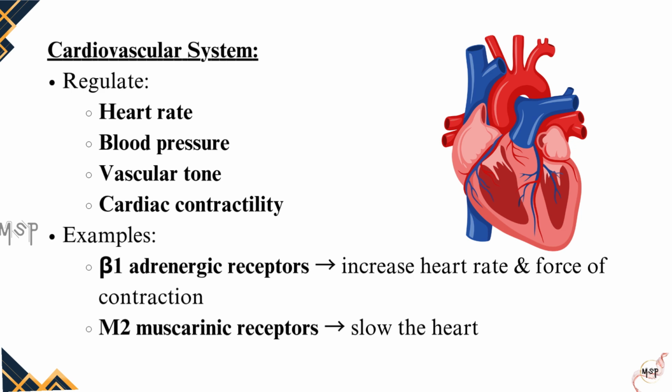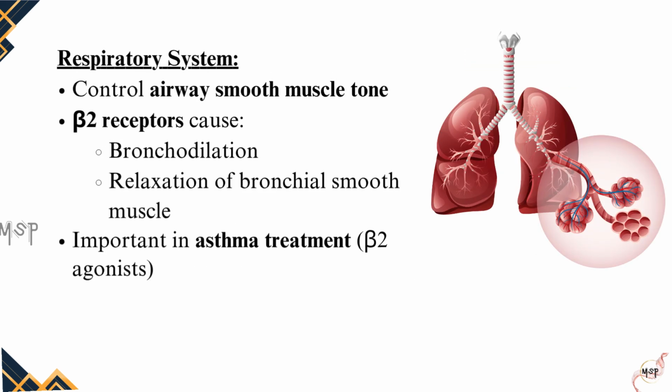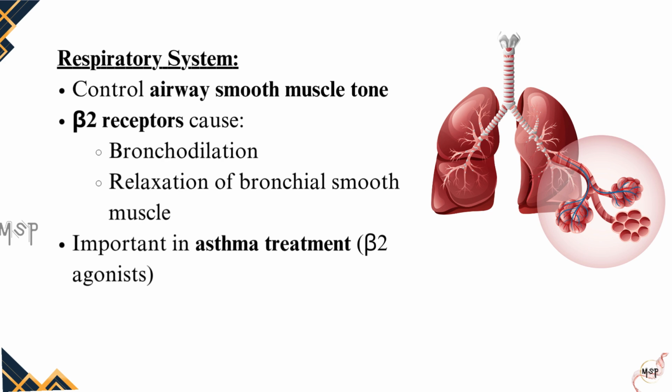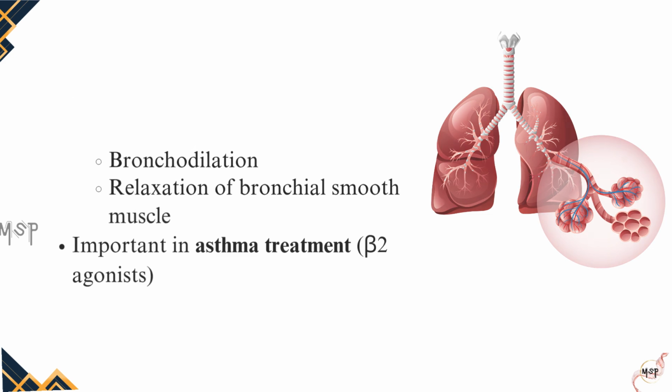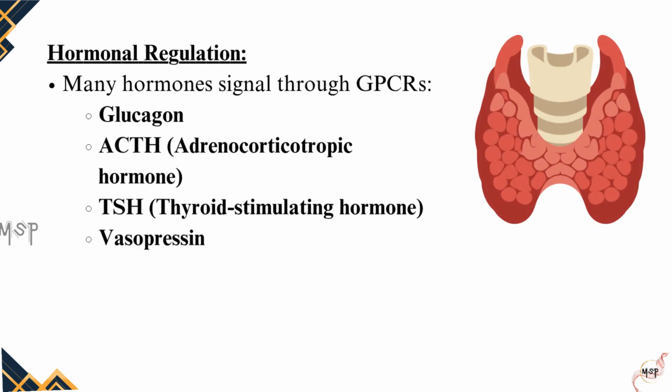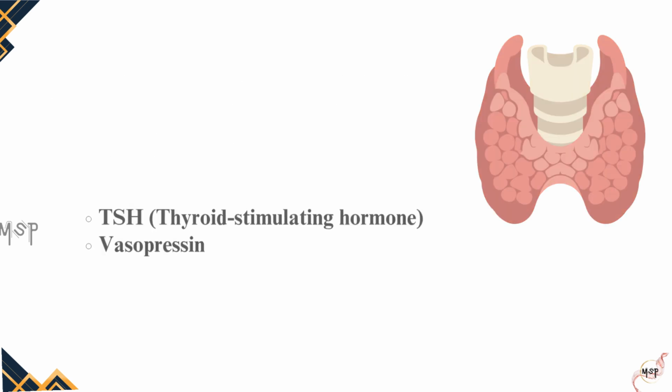For example, stimulation of beta-1 adrenergic receptors increases heart rate and force of contraction, whereas M2 muscarinic receptors slow the heart. In the respiratory system, GPCRs regulate airway smooth muscle tone. Activation of beta-2 receptors relaxes bronchial smooth muscle and produces bronchodilation, which is why beta-2 agonists are widely used in asthma treatment. Many hormones also signal through GPCRs, including glucagon, adrenocorticotropic hormone, thyroid-stimulating hormone, and vasopressin.